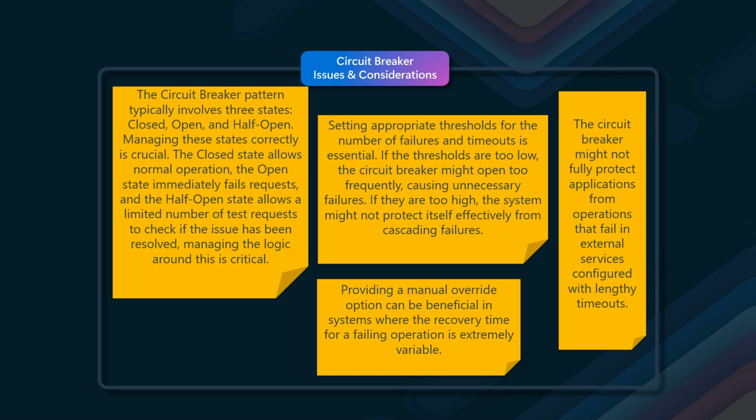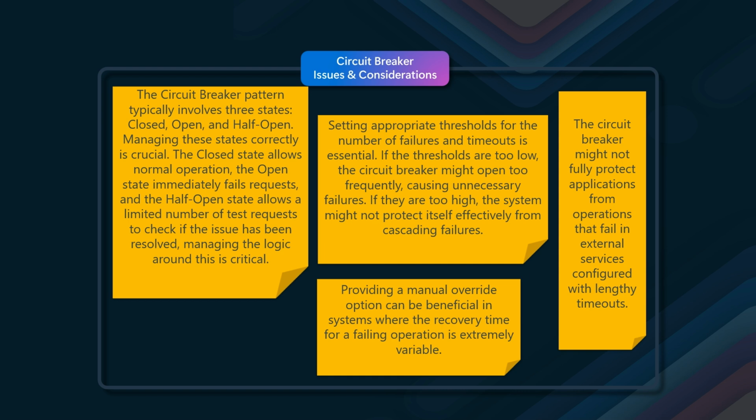Thresholds and timeouts. Setting appropriate thresholds for the number of failures and timeouts is essential. If the thresholds are too low, the circuit breaker might open too frequently, causing unnecessary failures. If they are too high, the system may not protect itself effectively from cascading failures.